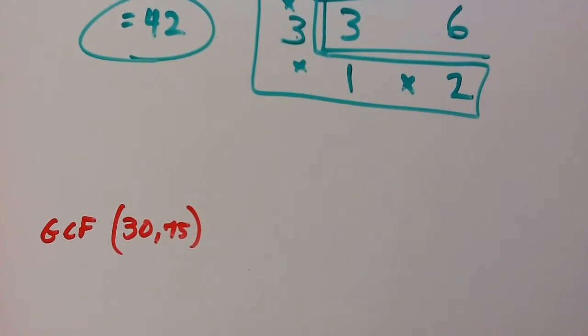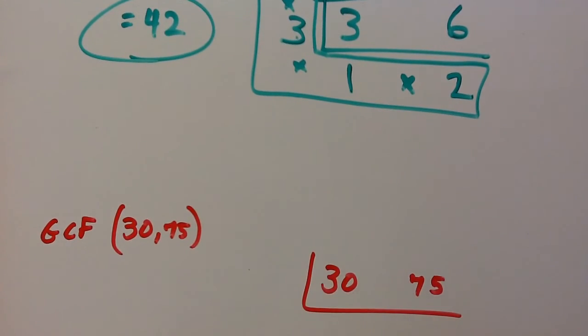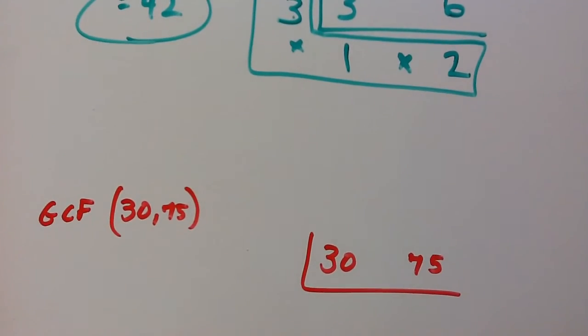Last one, the greatest common factor between 30 and 75. I want the GCF of 30 and 75. Write them side by side, draw an L for a ladder. Let's pull out a common factor. Well, 30 and 75 both end in 0 or 5, and so I know that these numbers are divisible by 5, so I can pull out a 5.